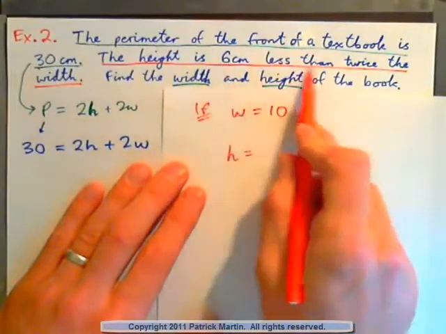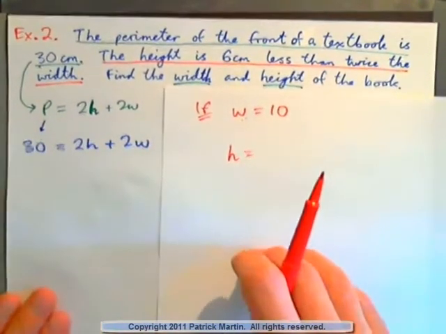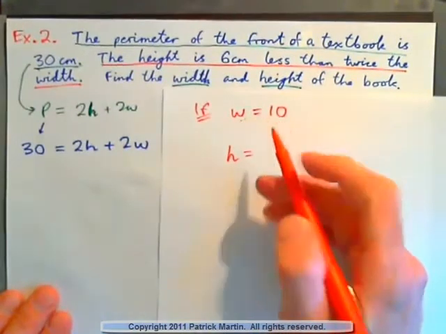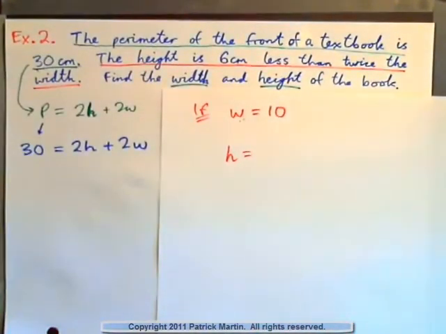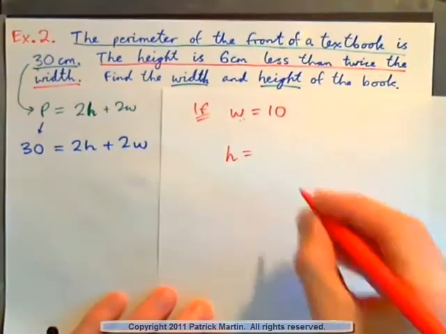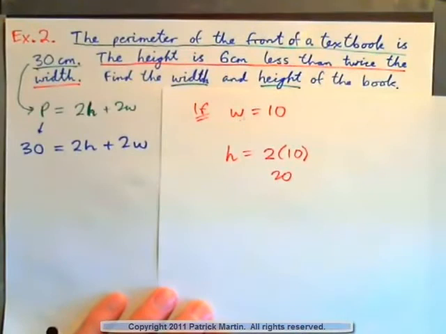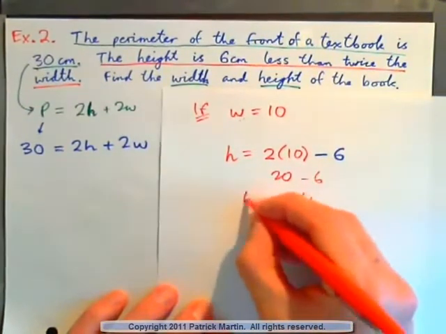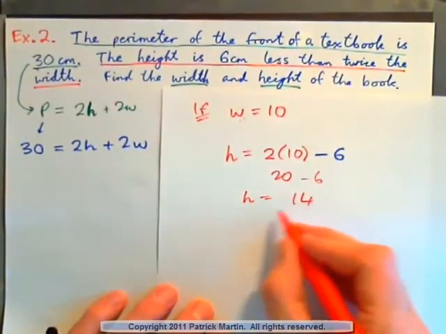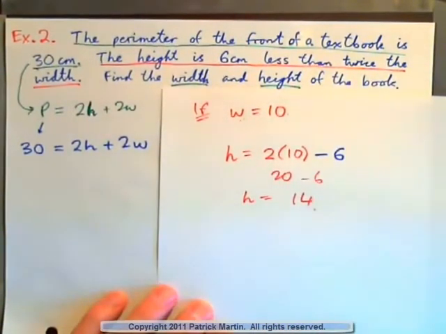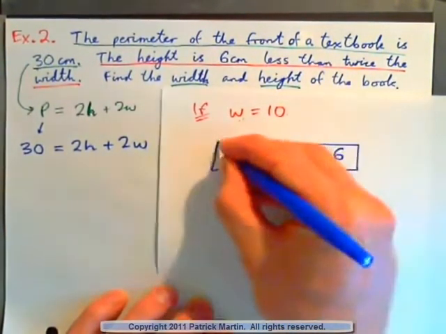Now, it says height is 6 less than twice the width. So press pause and get the height, just for fun. If the width was 10, find the height. 6 less than twice the width. So don't I have to get twice the width, which is 20? What's 6 less than 20? 20 minus 6, 14, right? So the height would be equal to 14, wouldn't it? If the width was 10, the height would be 14. Does that make sense? Because the height is twice the width minus 6.